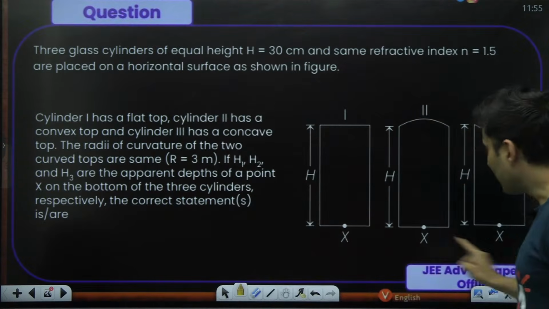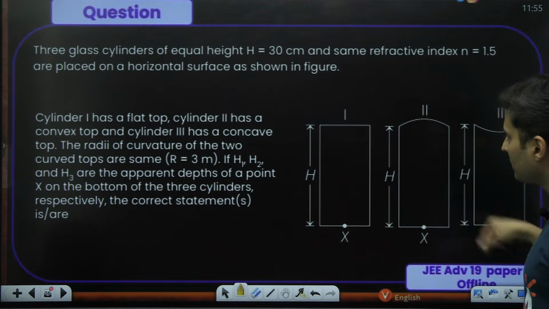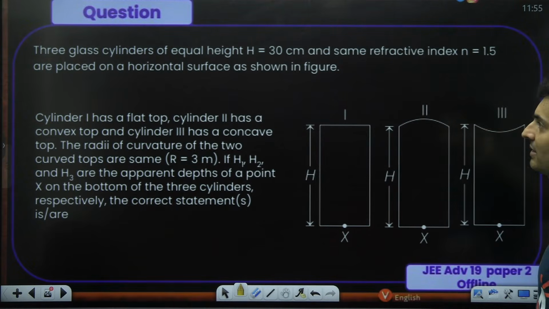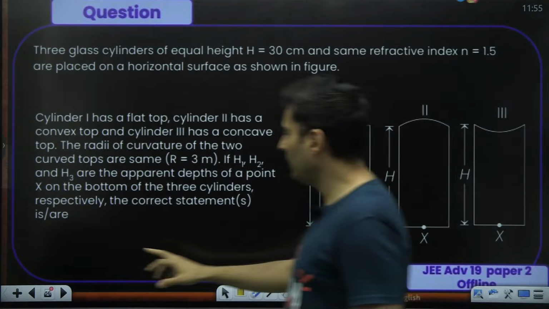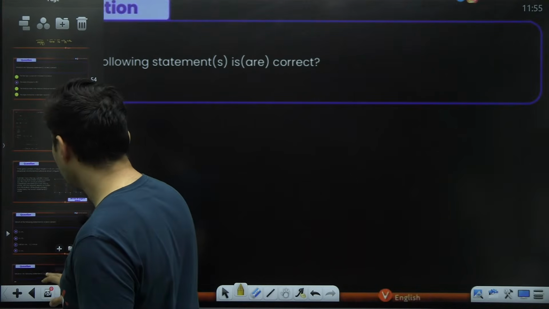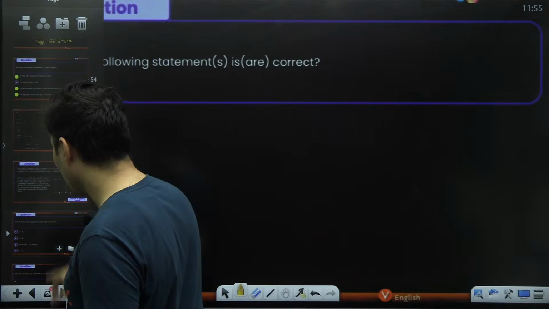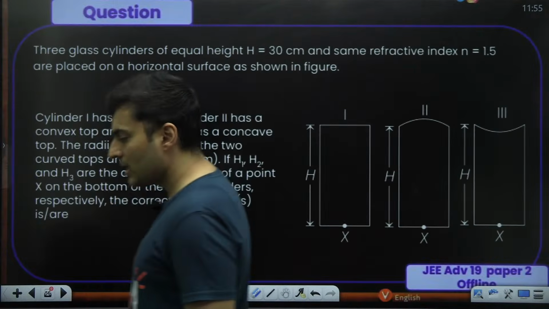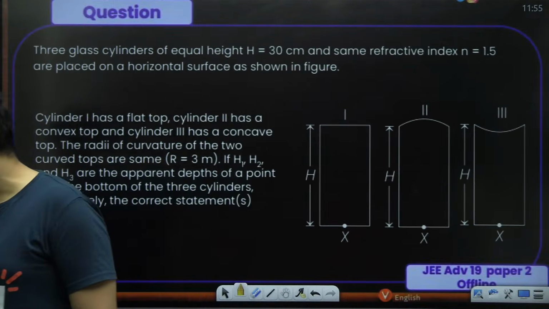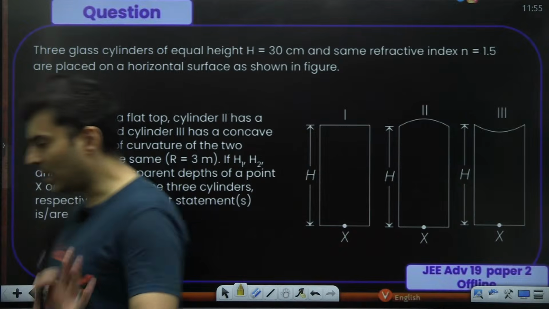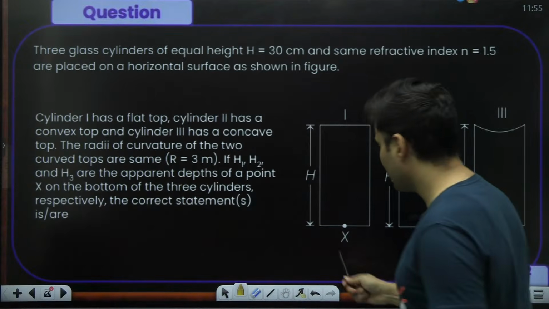There are three marks at the bottom of the cylinders. One is a flat surface, one is this, one is this. The question is, what are the apparent depths, and which of them are correct? See guys, the first part is very simple.